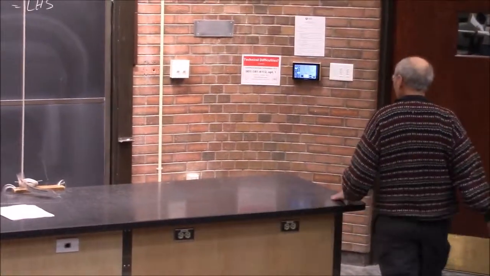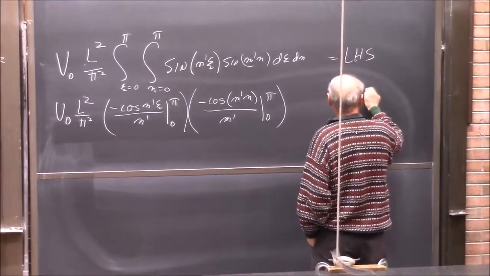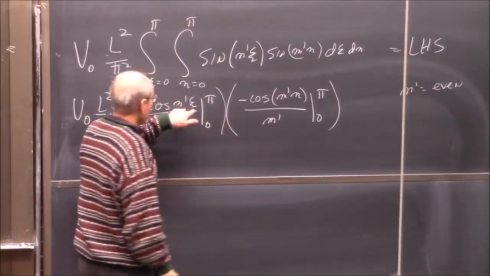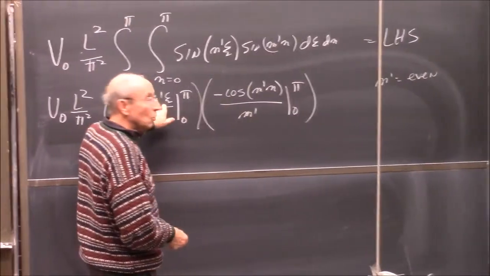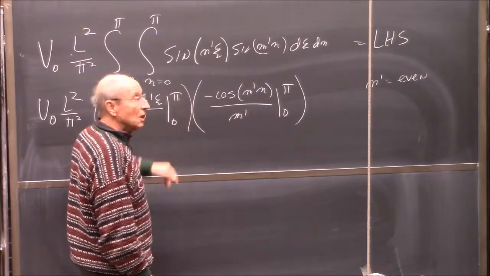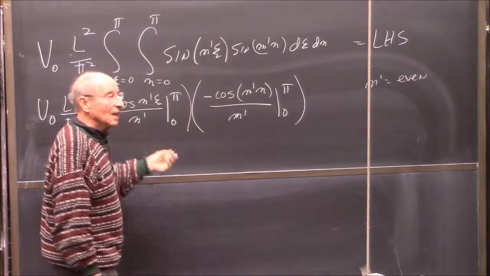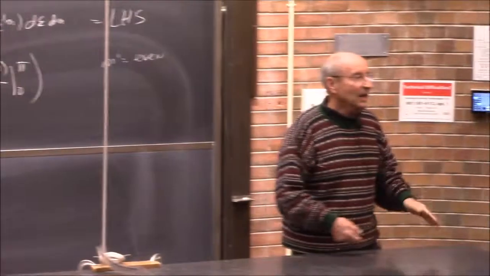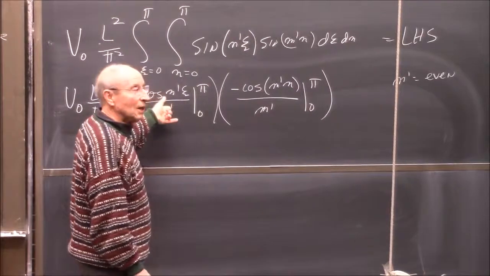So what is this? Well, there are two cases to consider. Suppose n prime is even. Then this is things like 0, 2 pi, 4 pi, 6 pi, 8 pi. And all of those things are 0, right? The cosine of all those things is 1. The cosine of 8 pi, 6 pi, 4 pi, 2 pi, they're all 1. The cosine of 0 is 1. So when I subtract them, I'm going to get 0.